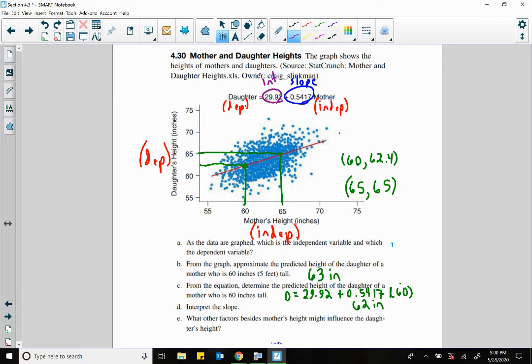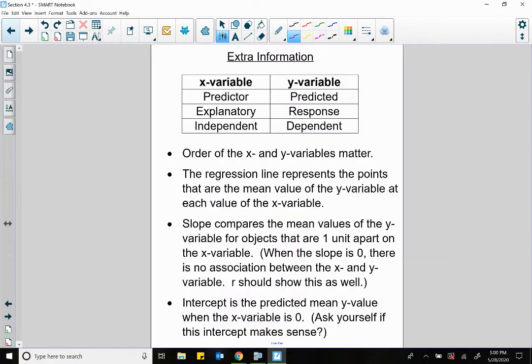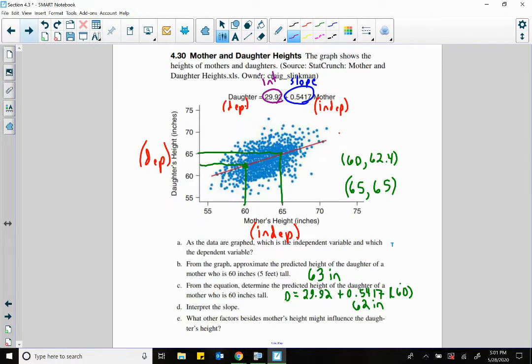Even though that's not a question on here, I wanted to talk about that real quick because this is a great illustration. If your mother is 0 inches high, that means your mother doesn't even exist. So if your mother doesn't exist, that means you as a daughter are 29.92 inches tall. That makes no sense, because if your mother doesn't exist, the daughter doesn't exist. Even though it gives you an intercept, you should always ask yourself, does it make sense? In this case, this 29.92 doesn't make sense.